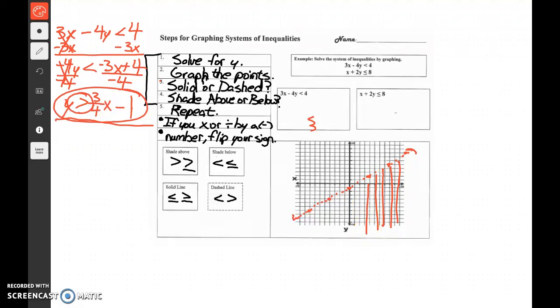Oh, I take that back. I'm going to shade everything greater than. This is a greater than sign, so actually I'm going to shade everything above. Sorry about that. So in this one, I'm going to shade everything above.